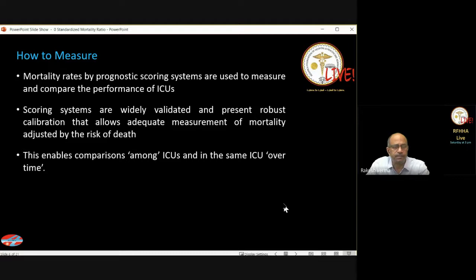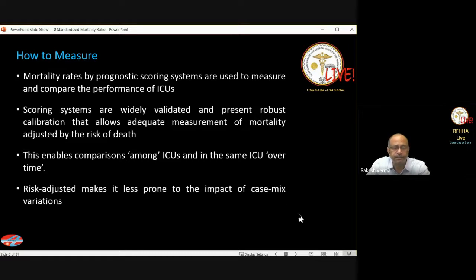Okay, so this point we have already seen. Risk-adjusted scoring makes it less prone to the impact of case mix variation. Now, obviously, one can argue that in the ICU, you will have a variety of patients with a variety of diagnoses, having a variety of degrees of severity, and may have different sets of comorbidities, or there may be one patient who has some comorbidity and the other one does not.